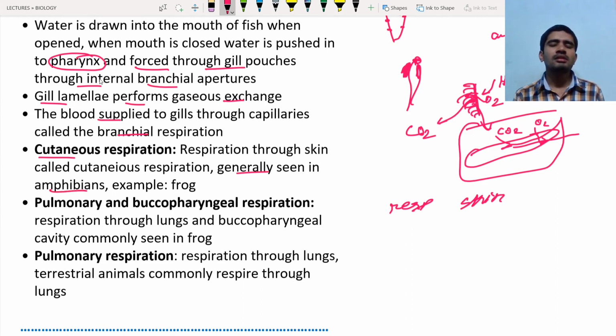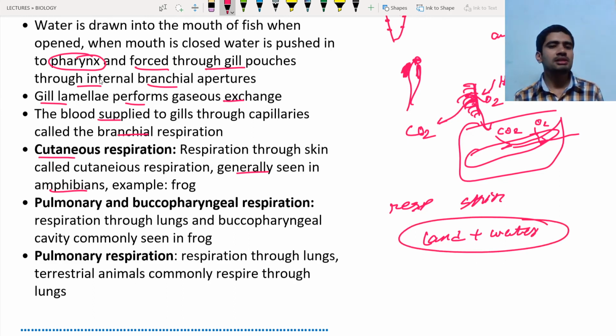What is meant by amphibian? The animal which can live in the water and at the same time live on the land. Frogs live on the land and also inside the water. Such organisms are known as amphibians, and the frog is one example. They take oxygen through the skin, hence it is known as cutaneous respiration.